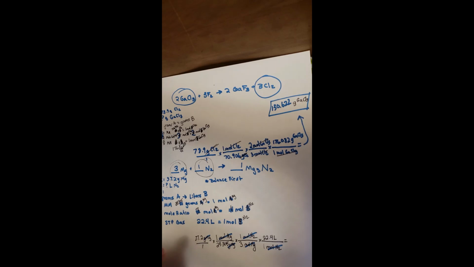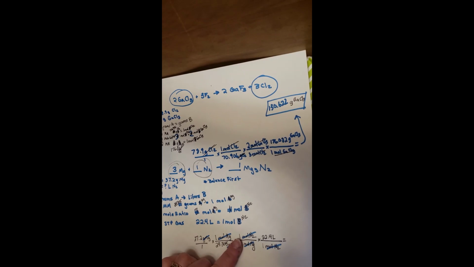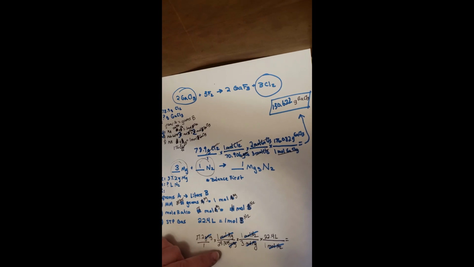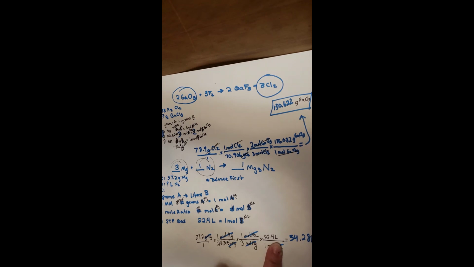All right, let's solve. Multiply your top numbers: 37.2 times 1 times 1 times 22.4. Divide by your bottom numbers. Divide by 1. Divide by 24.305. Divide by 3. Divide by 1. Looks like my answer is 34.28 liters, but it would be liters of N2, so I'm going to just write a little N2. And that's it.